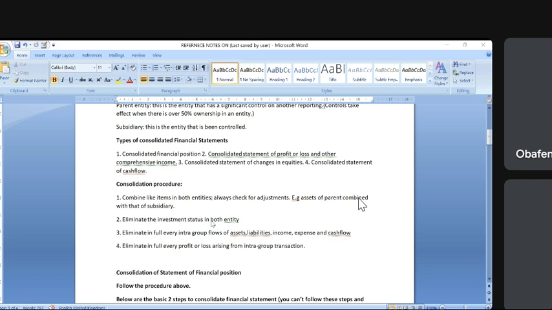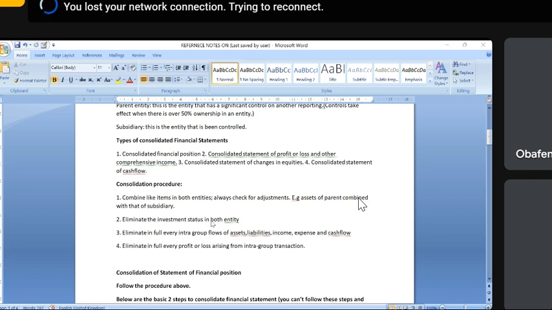Now, what I used to tell my students that I've always made pass group accounts is this. There are steps that you must follow. Let me divide it into two. 2 steps that you must follow.